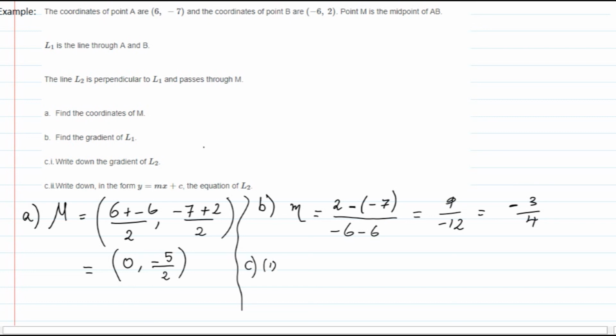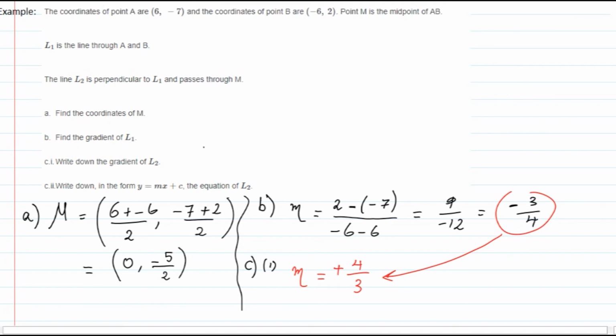Part C, section I, we need to write down the gradient of L2. The line L2 is perpendicular to line L1. So we take the gradient of line L1, we flip it, and we change the sign. So the sign becomes positive, and we flip our fraction, it becomes positive 4 over 3. This is C, section I.